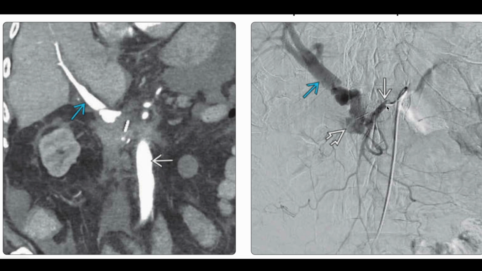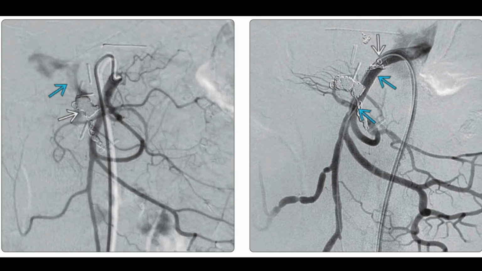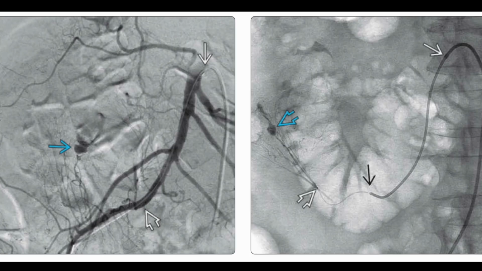And DSA confirms that this is the SMA main trunk, and there is contrast going into the portal vein over here. So there is a fistula. This fistula was initially tried to be closed with a lot of coils. However, there was still persistence of the fistula because contrast was going into the portal vein, following which a stent graft was also put. So stent graft with coils led to complete occlusion of that fistula.